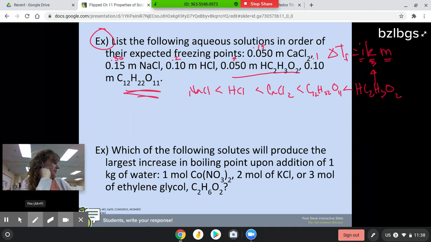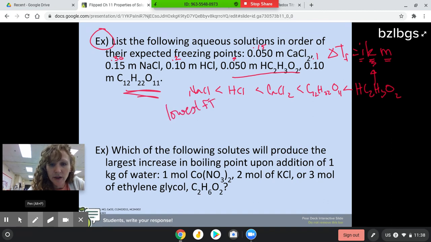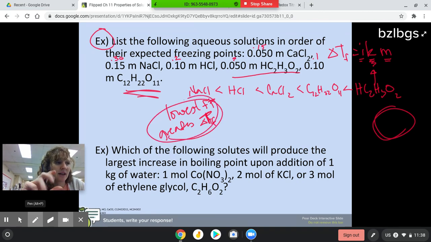Questions? Who beat me there? If the way they're asking you to rank it is confusing, you can also make a list like this, and then you can label like lowest freezing point or greatest change in freezing point, something like that. You can label both sides of your ranking, and then it'll be clear how you have ranked it. All right, questions on that one, or just move on to the next one?